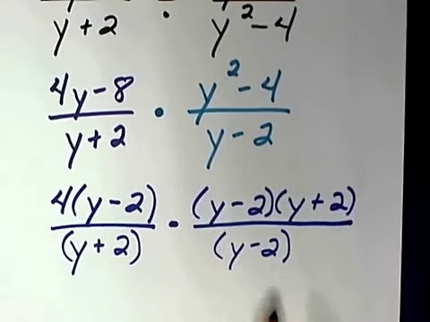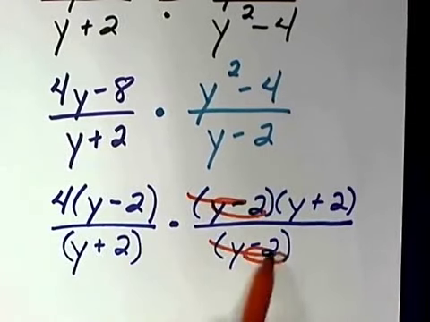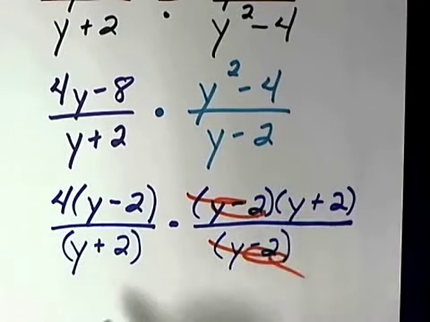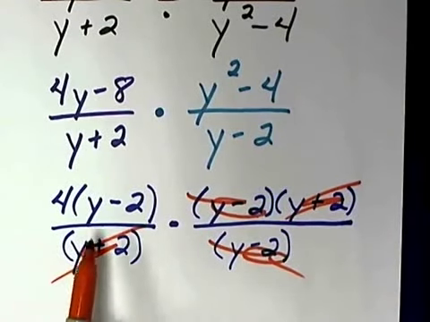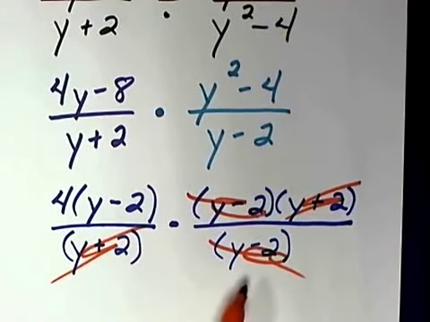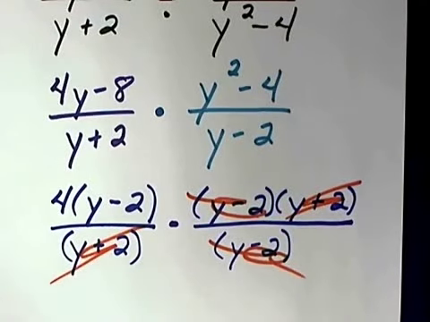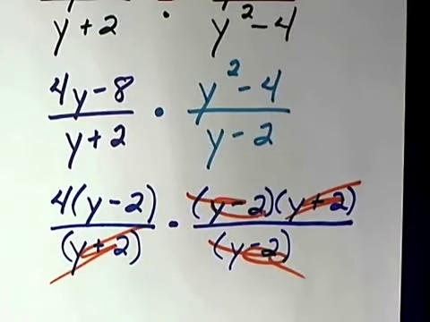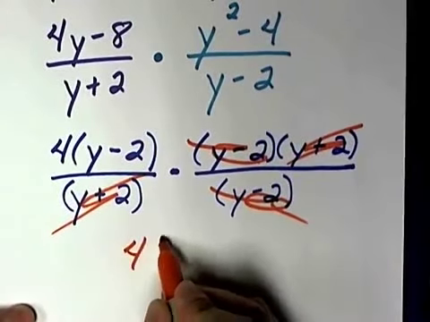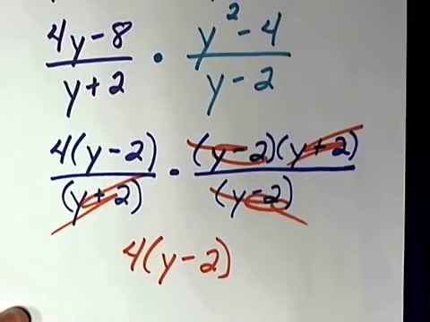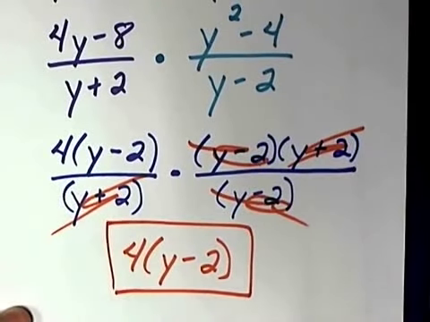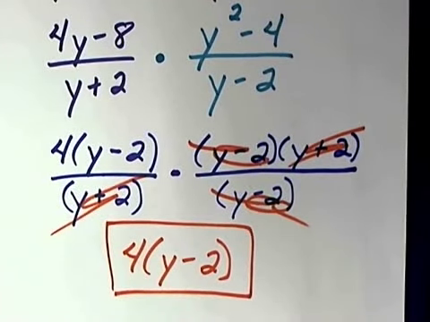Ooh, y minus 2 over y minus 2. Ooh, y plus 2 and a y plus 2. Oh, there's another y minus 2. Can't I cancel that? No, this one's already canceled. It's gone. You can't cancel it twice. So what am I left with? Well, we're left with just that quantity, 4 times the quantity of y minus 2. Leave it in factored form, because if we want to do something with that, we like factored form an awful lot. Don't feel like you have to multiply anything.